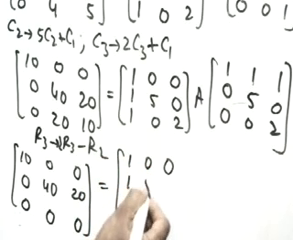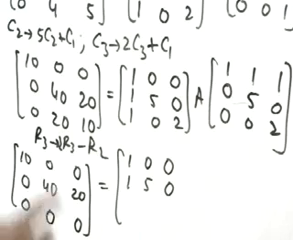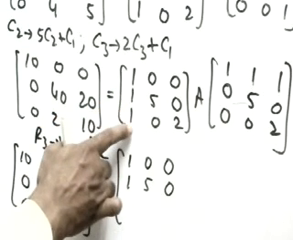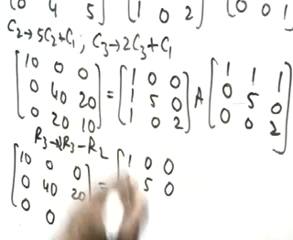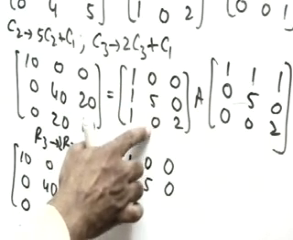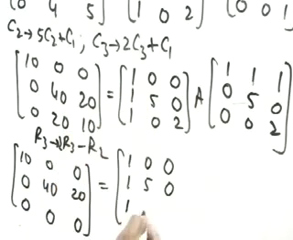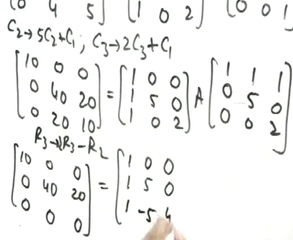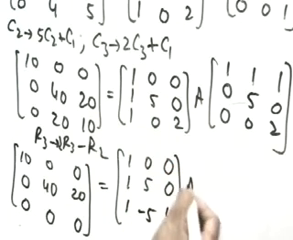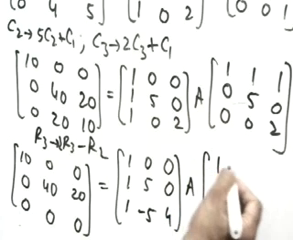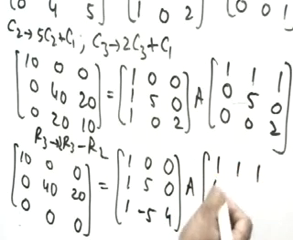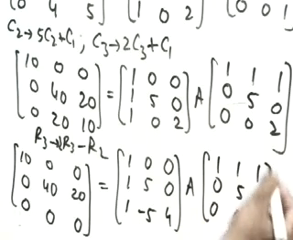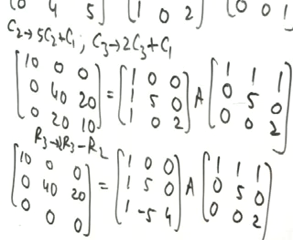Here also let me change. R1 we are not changing, R2 we are not changing, R3 we are changing, 2R3 minus R2: 2 1s are 2, 2 minus 1 is 1, 2 zeros are 0 minus 5 is minus 5, 2 2s are 4, 4 minus 0 is 4, into A. So we have not changed this one. You write 1 1 1, 0 5 0, 0 0 2.